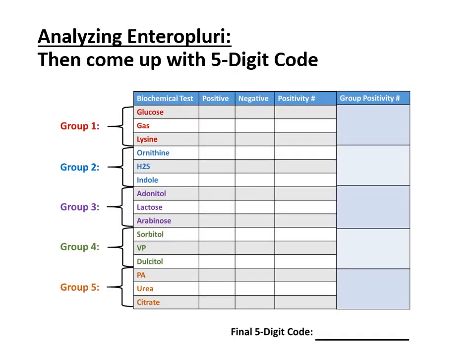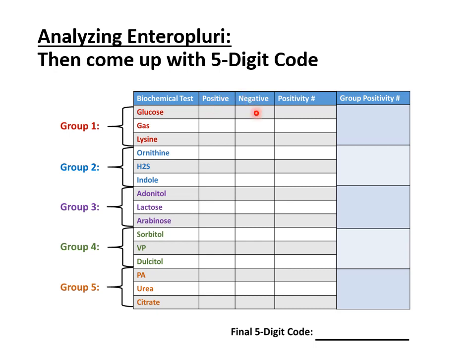Now, when you go to analyze an Enterotube, you always want all 15 of the tests lined up in order. Okay, we never move around the order. We keep them always in the same order that you find them on the tube. You then go one by one and ask yourself if the result that you got was positive or if it was negative. So for instance, if you're looking at your Enterotube and you look at glucose and you see yellow, you would check off positive. If, however, you looked at the glucose section and it was still red, you would check off negative.